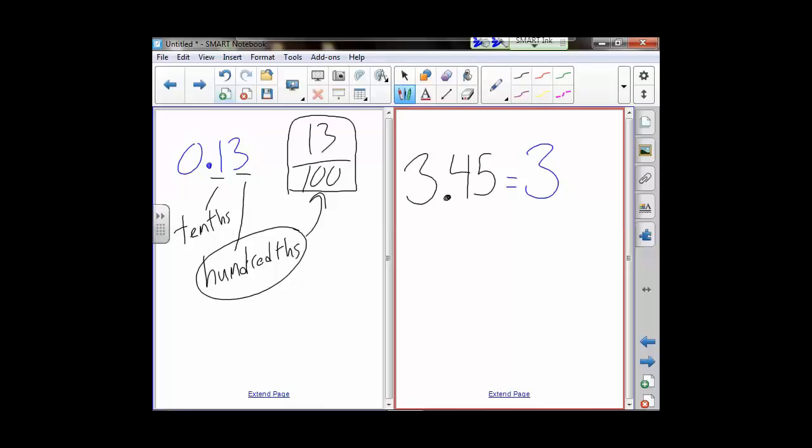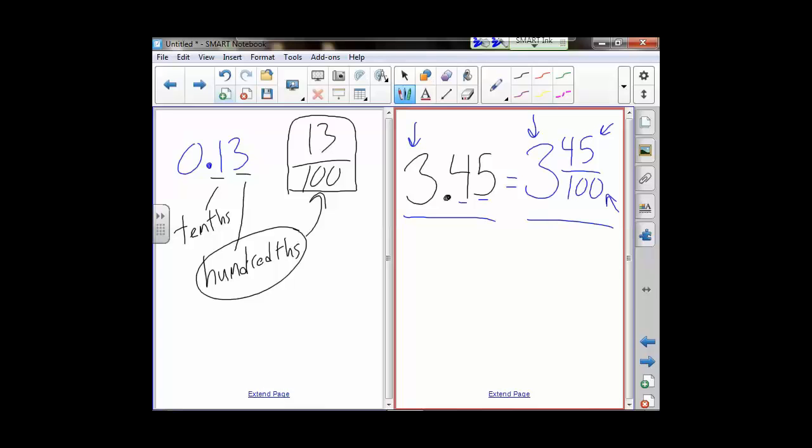You write it as 3 and 45 hundredths. Notice that we had the tenths, hundredths. That's why we have the 45 up top and the hundredths down below. And then we just carry over our whole number. It's still a whole number of 3. Because we would read this as 3 and 45 hundredths.